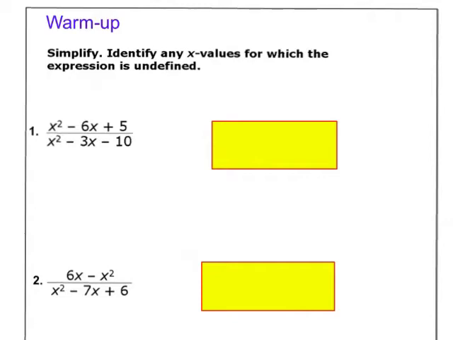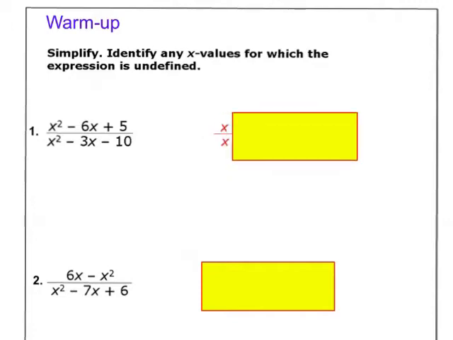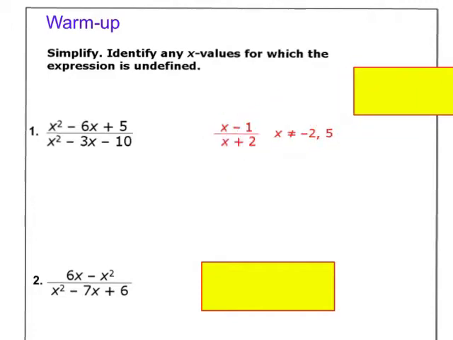Okay, now that you've worked through those two questions, let's go ahead and look at them to see how you did. On the very first one, your answer should have been this right here, x minus 1 over x plus 1. And when you set the denominator equal to 0 and you solved it, you found that x was not equal to negative 2 and 5.